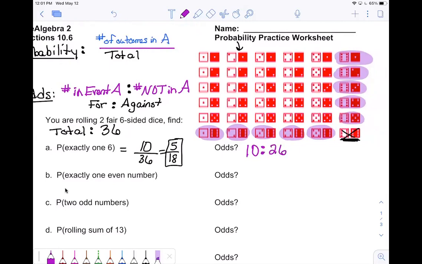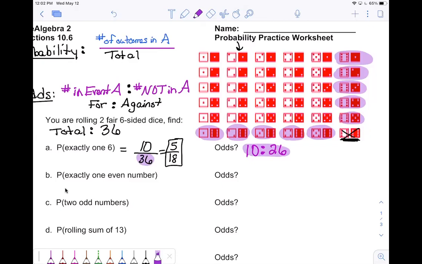Morgan, what do you notice about 10 and 26? What do they total? Wait, like 36? Yeah, they make the total 36. So that's how odds work. So odds will always equal the total number. So the number that are for versus the number that are against.